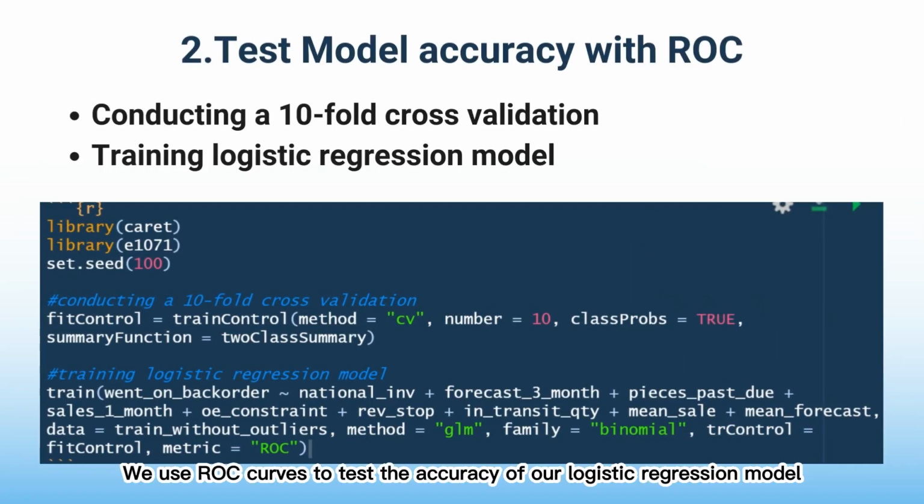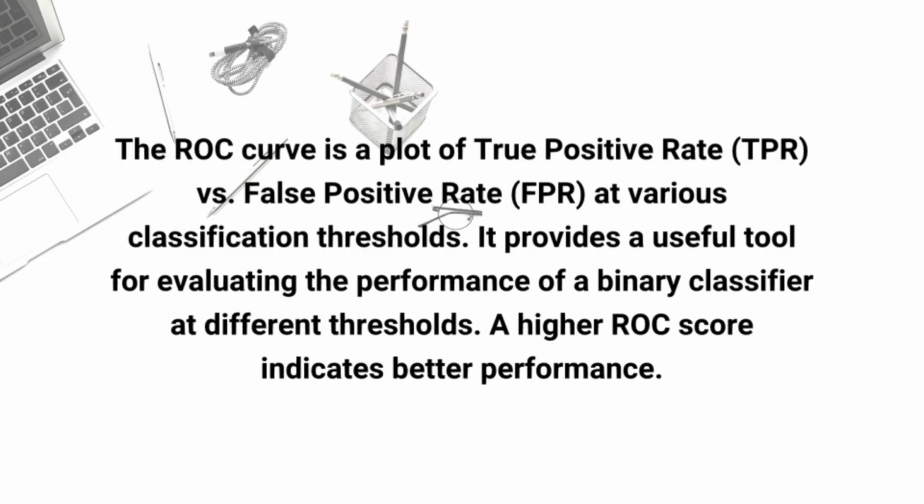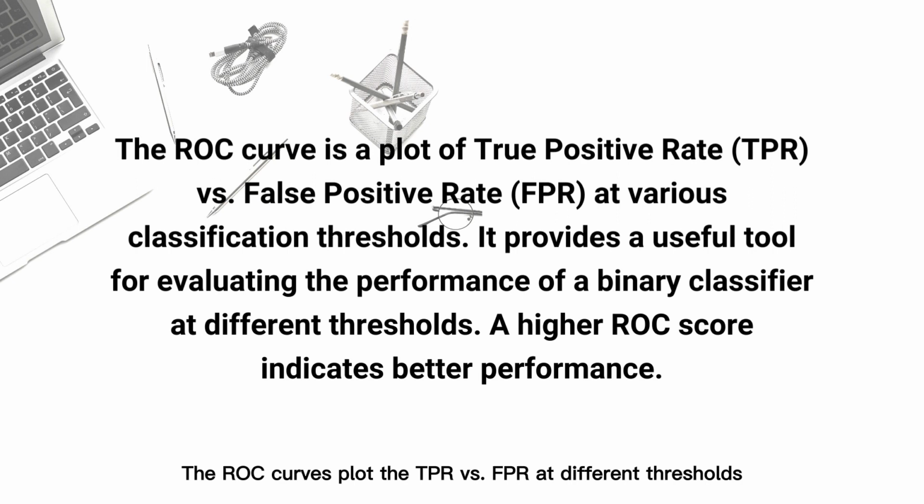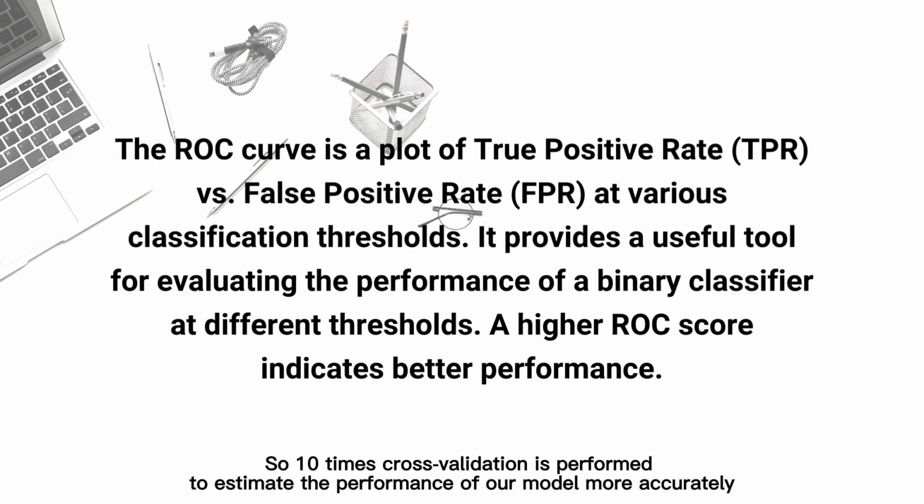We use ROC curves to test the accuracy of our logistic regression model. The ROC curve plots the TPR vs FPR at different thresholds, and the higher the score, the better the performance. So 10-fold cross-validation is performed to estimate the performance of our model more accurately.